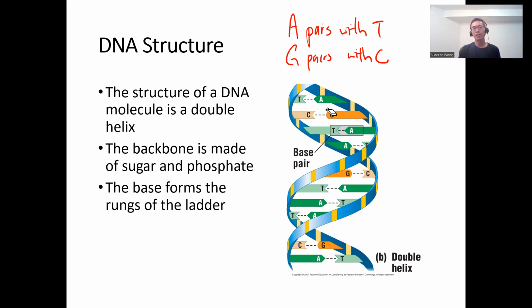Is G a purine or pyrimidine? Hopefully you say purine, because remember, pure as gold, right? So G is a purine, and purine has 2 rings. Cytosine is a pyrimidine, so it has only 1 ring.